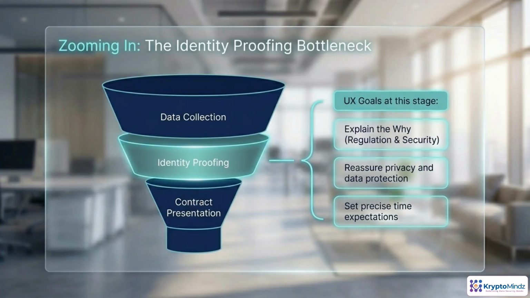Identity proofing is where most remote onboarding flows slow down or even lose customers. Before this point, users are just typing data. Now they're asked to prove who they are, often with documents, photos, or an eID. To keep people moving, you need to do three things clearly. Explain why this step is necessary in terms of regulation and security. Actively reassure them about privacy and data protection. And set realistic time expectations, so the process feels controlled rather than endless.